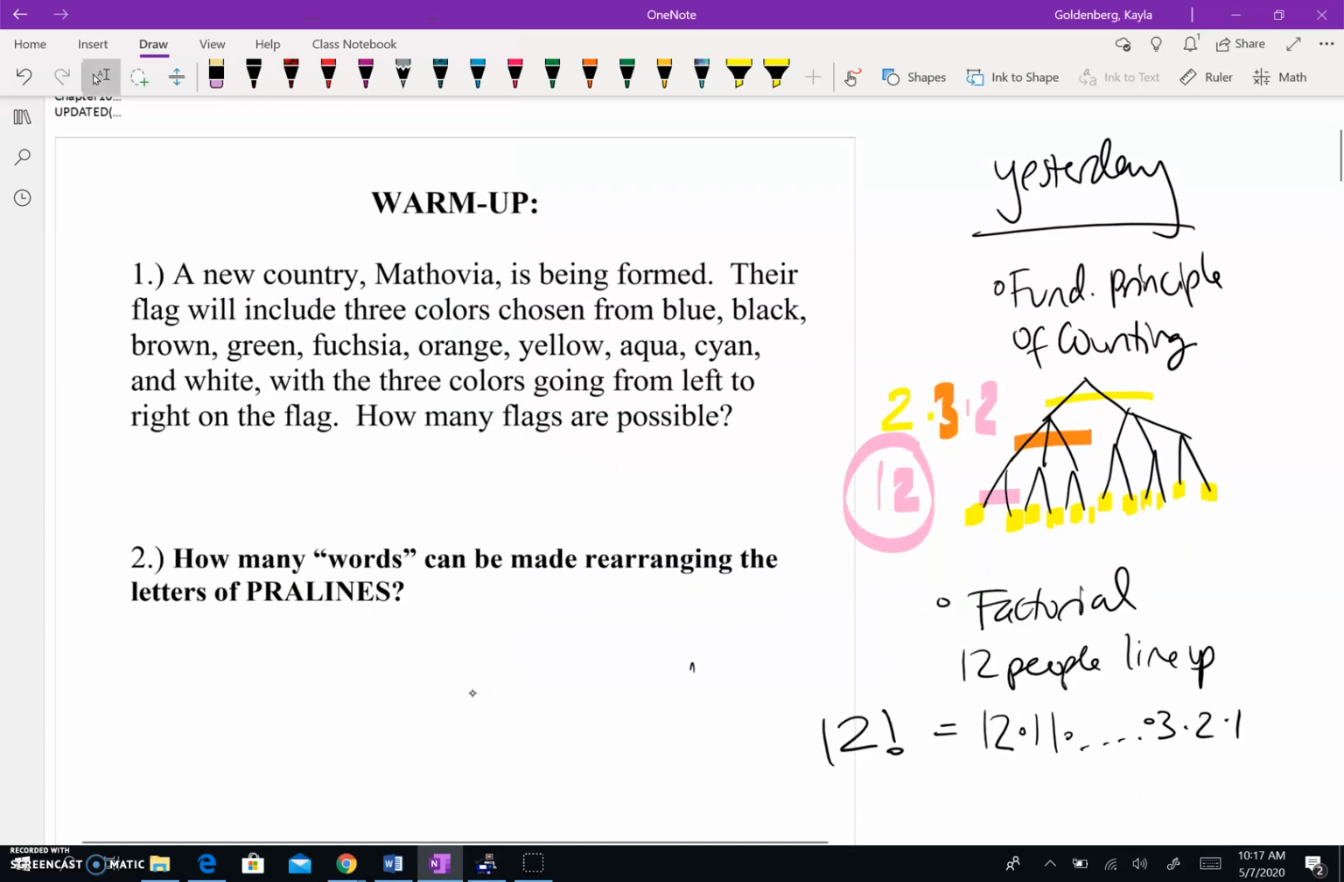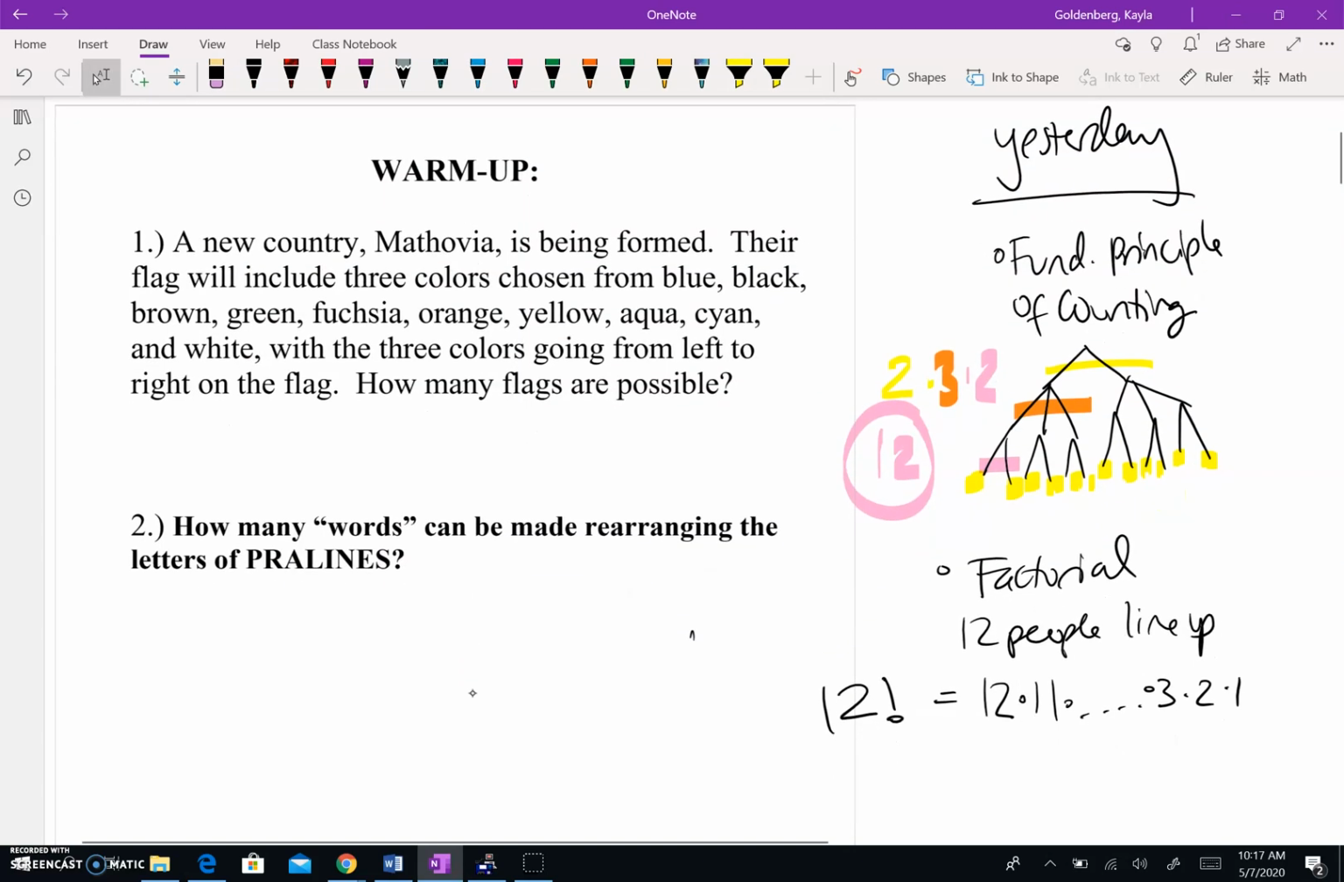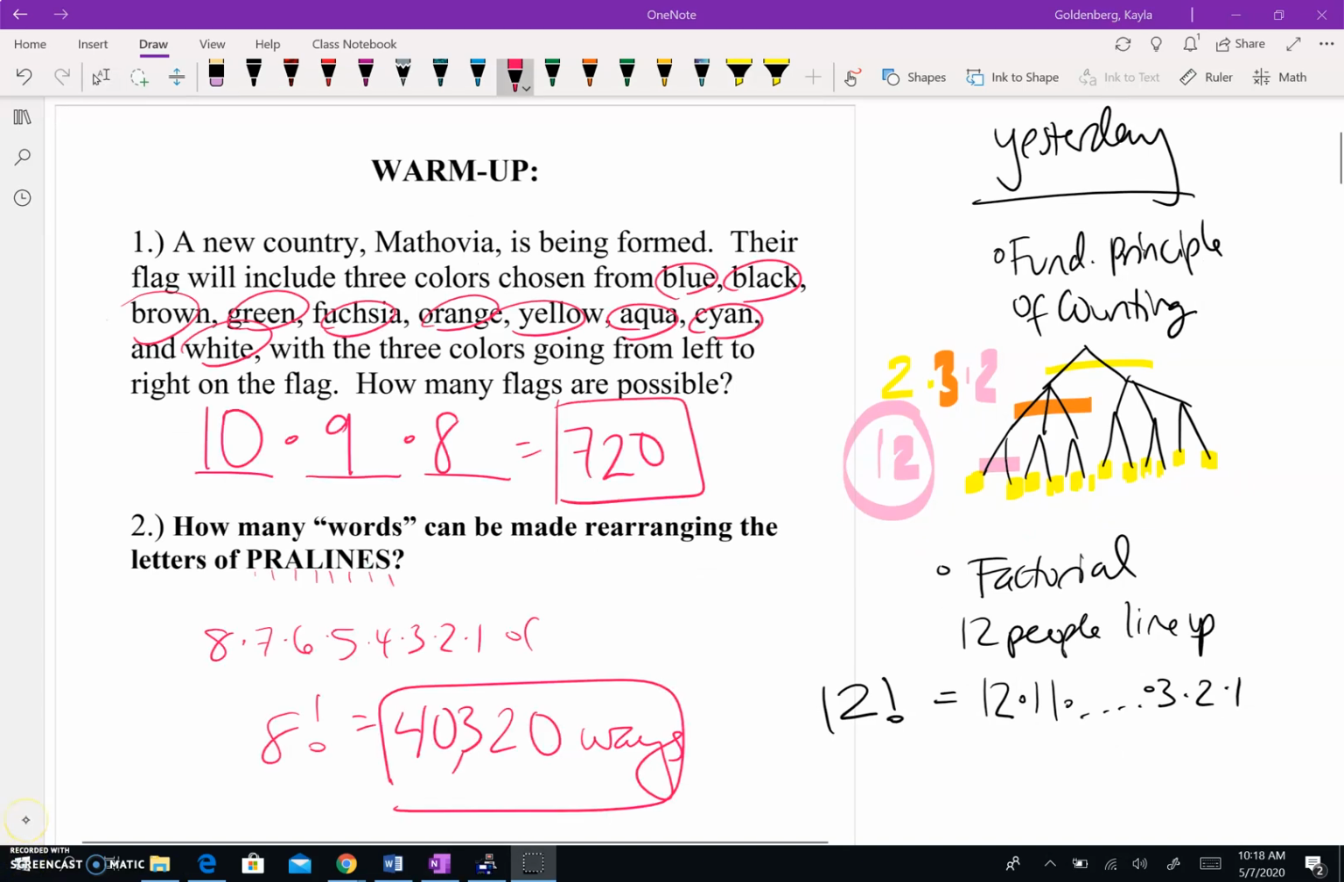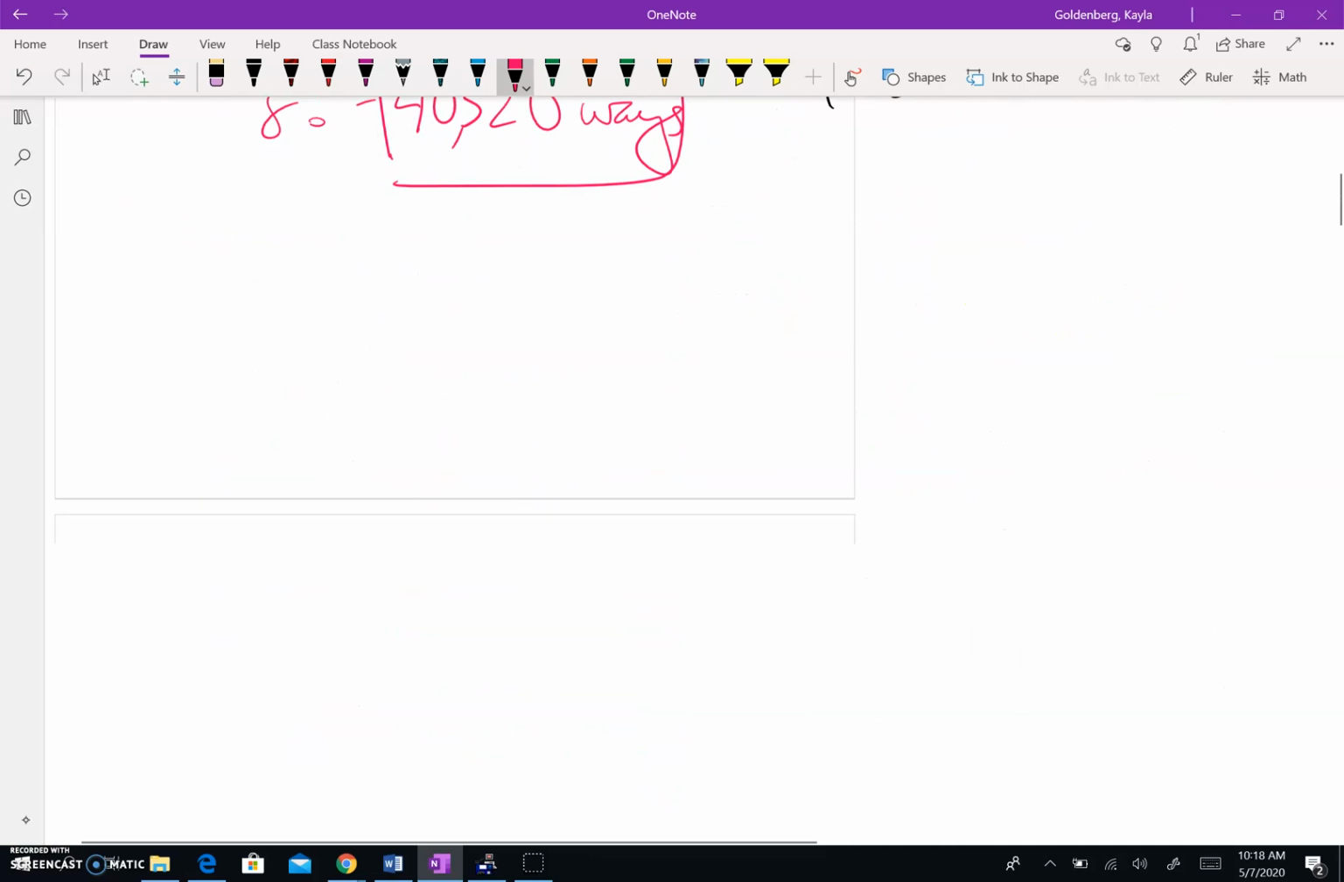So taking those ideas, I want you guys to try out these 2 warm-up problems and then check your answers once you're done. Okay, so here are your answers. Number 1 was really a fundamental principle of counting idea. And number 2 was just a quick check on fundamental counting principle. But this one is a little bit easier to use a factorial to make your work a little bit faster. Okay, so now we're going to get on to our lesson for today.